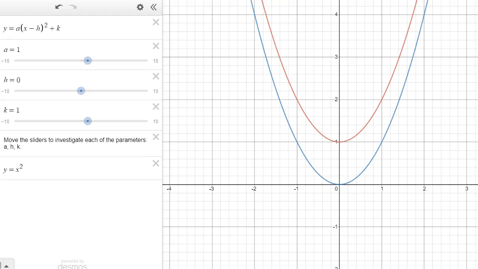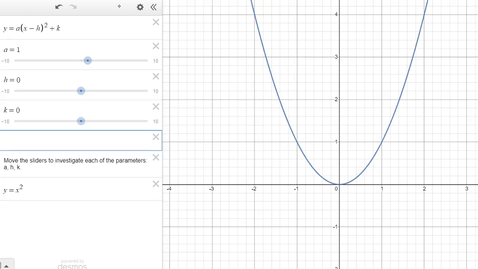We're on Desmos, and if you change the a value to 1, the h value to 0, and the k value also to 0, we have our base graph right here. Now the base graph was already written for you.